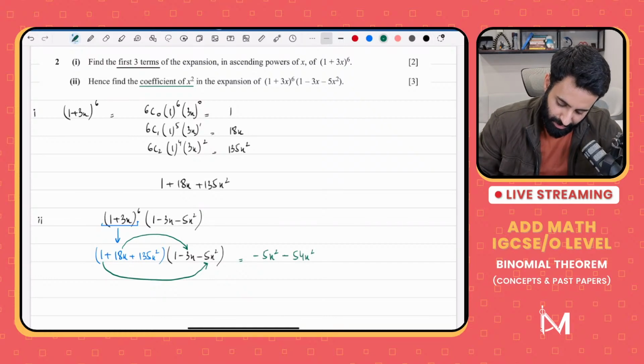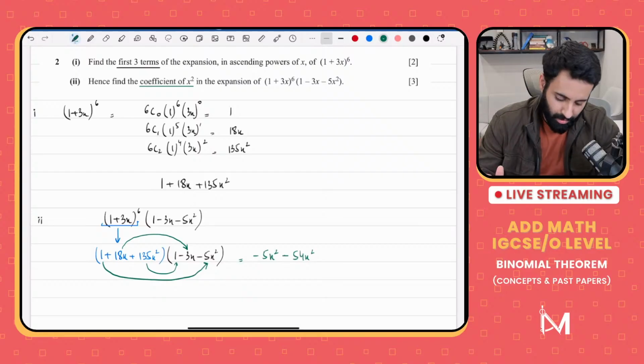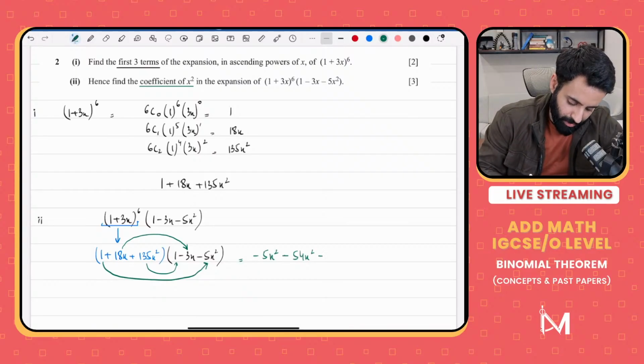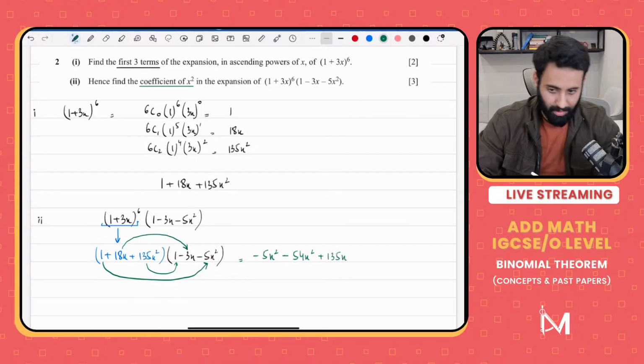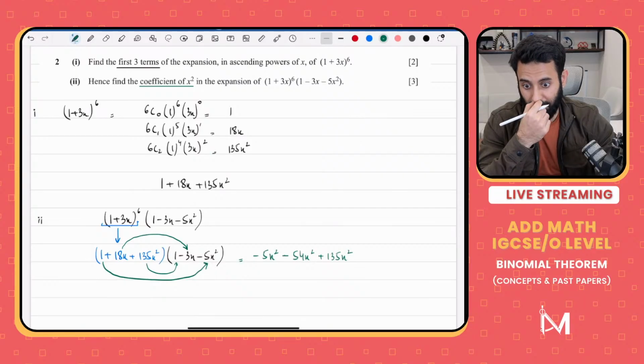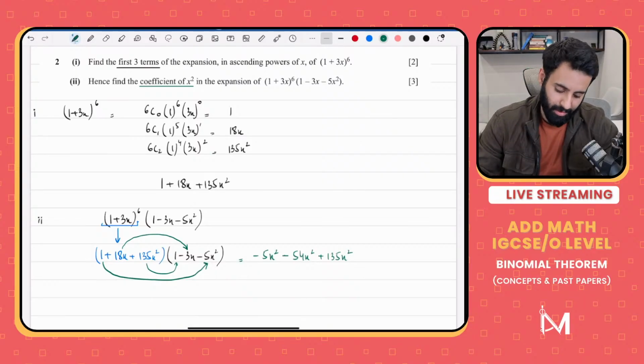Then what about 135x squared? 135x squared already has x squared, so multiplying it by 1 will be enough. So I'm going to multiply it by 1, and that gives me x squared as well. Okay, so don't waste your time trying to multiply all the terms. Just multiply all the relevant terms, and that's it.